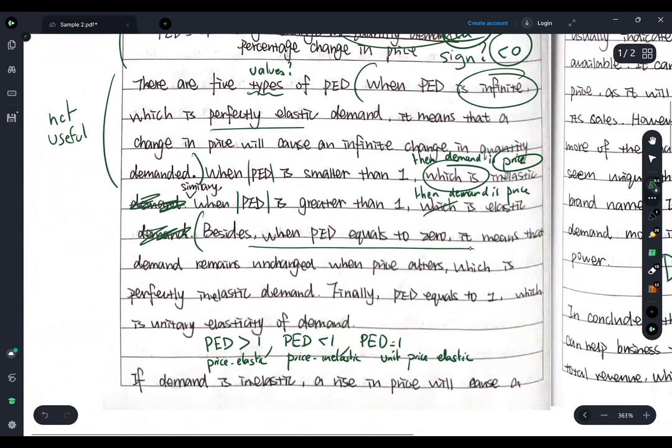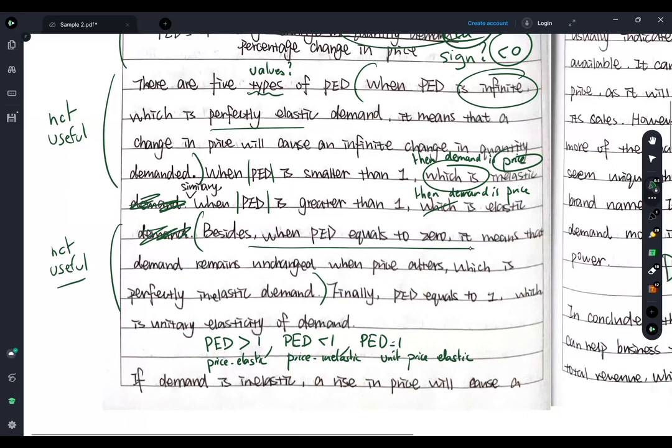When the PED is equal to 0, the demand remains unchanged when price rises, which is perfectly price inelastic. Yes, it's true. But again, for this particular essay question, I would have chosen to leave it aside. I don't think it helps. Three cases is enough.